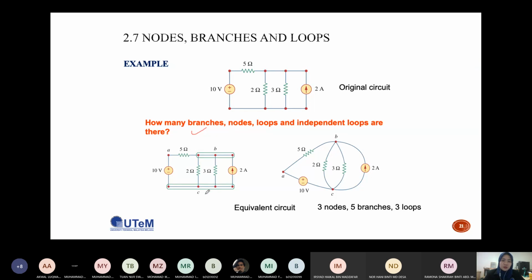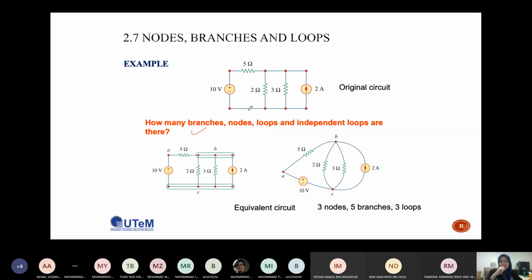Take note, if you have a circuit like this, in order to do analysis, you must first simplify the circuit. If you don't simplify the circuit, you may get confused and you may get the wrong answer. So remember, if you have a circuit like this, make sure that you simplify it to the most simplified one.